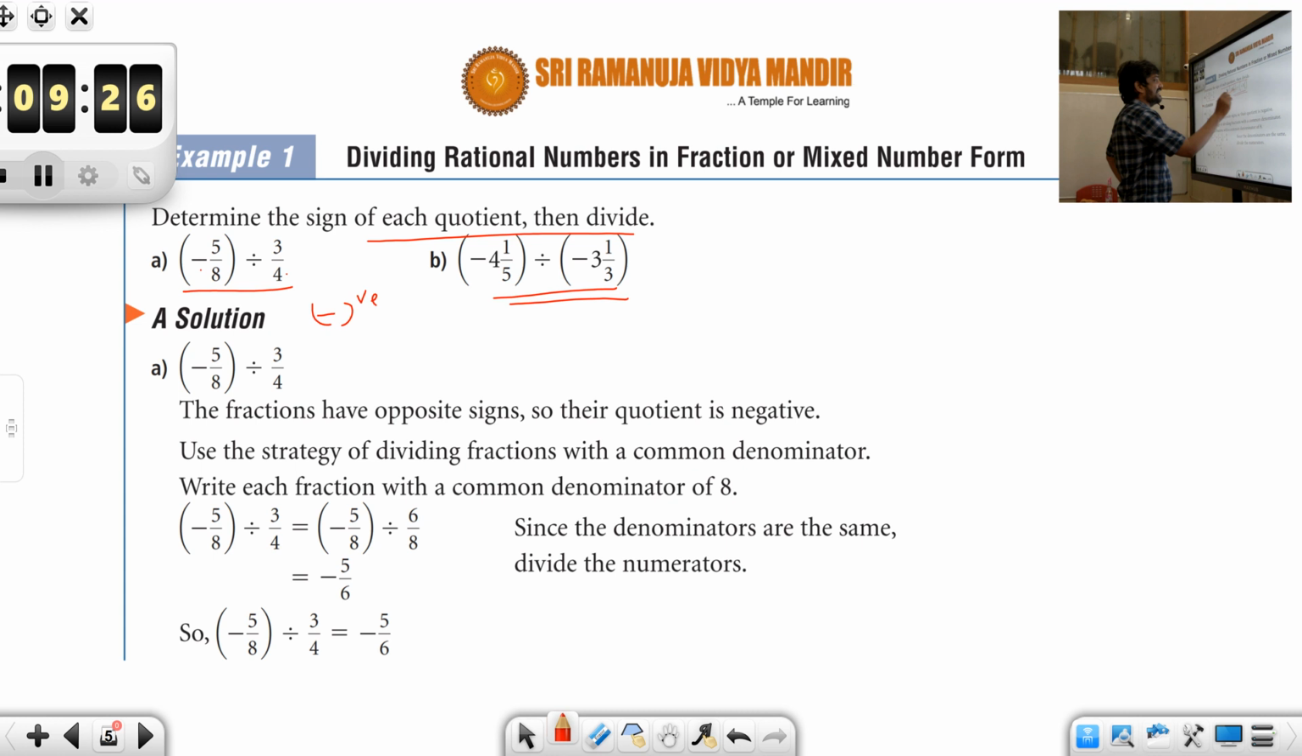Okay, students. So in the first one, the fractions have opposite signs, so their quotient is negative. Now, how to find their values?